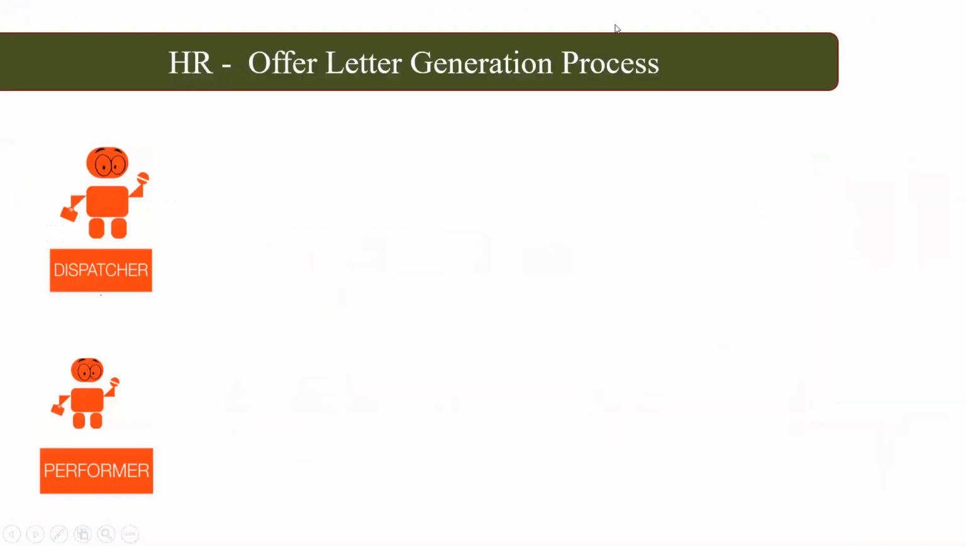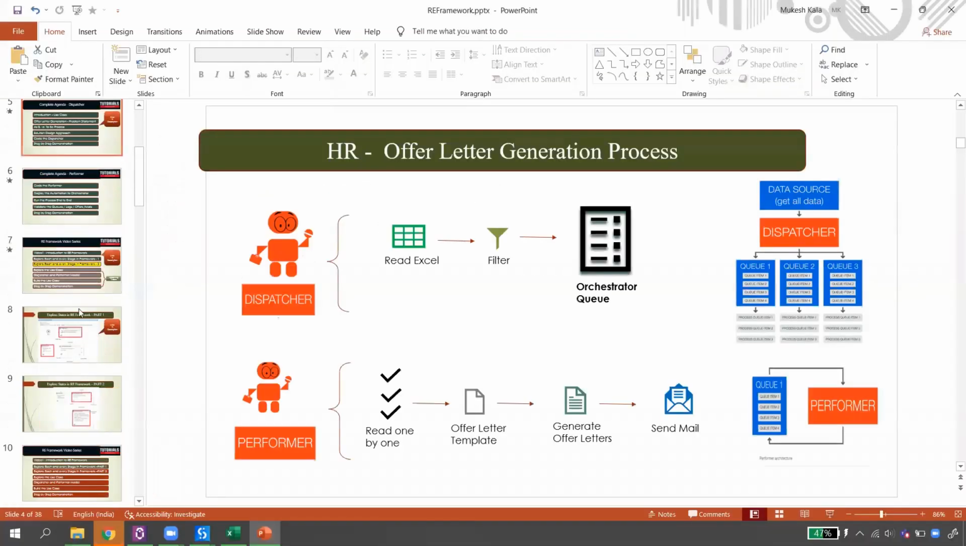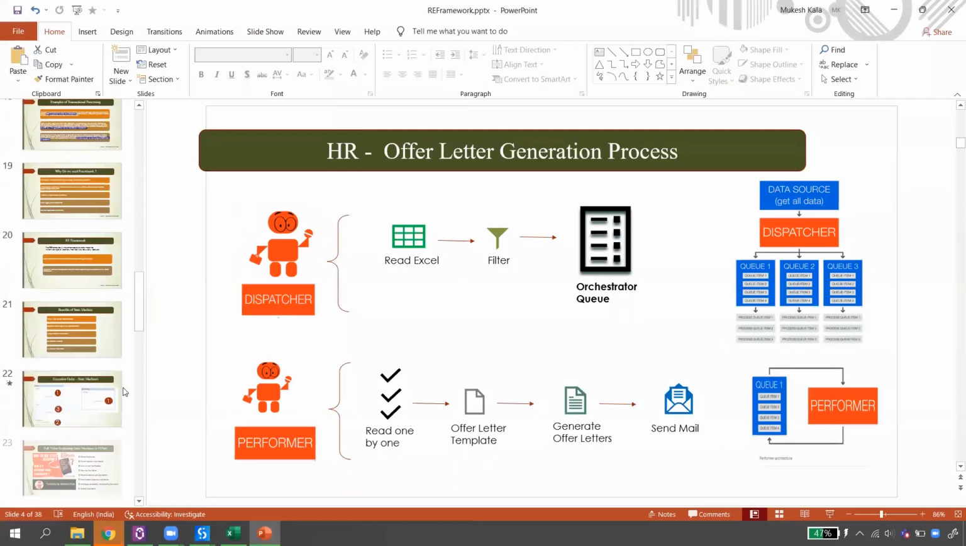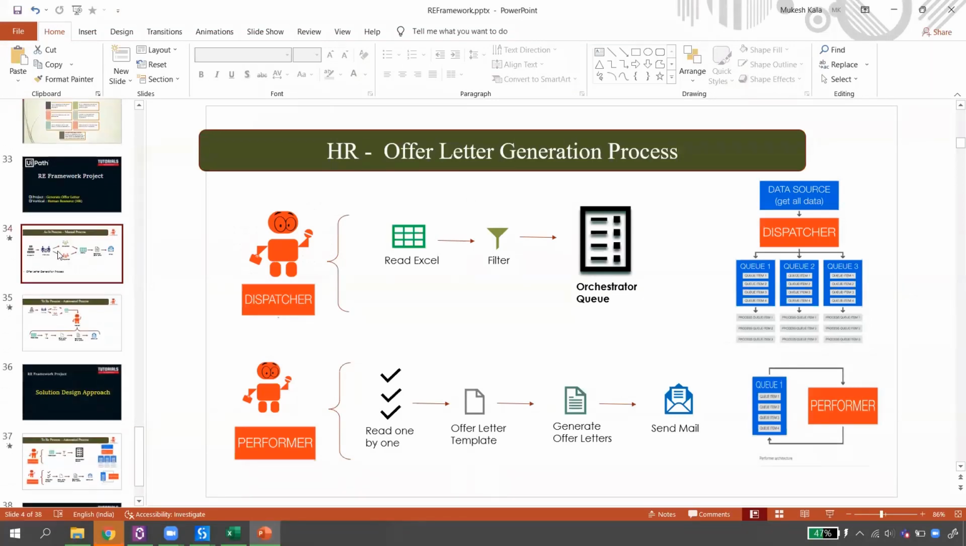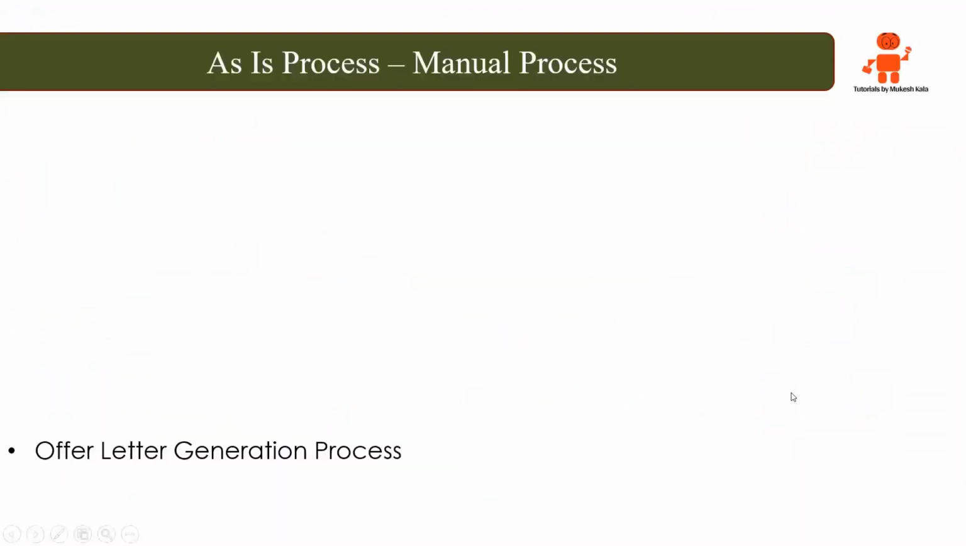Okay, so what exactly is the use case? The process which we are trying to automate today is called the offer letter generation process, which is for the HR, or human resource, vertical. Before we automate any problem in RPA, it is important to understand the problem statement, or I would say the manual process. So this is the manual process.